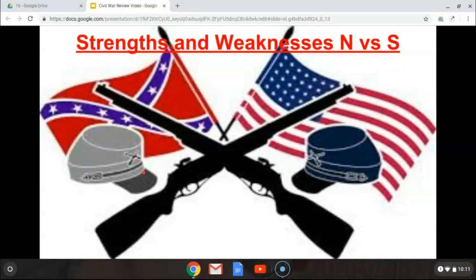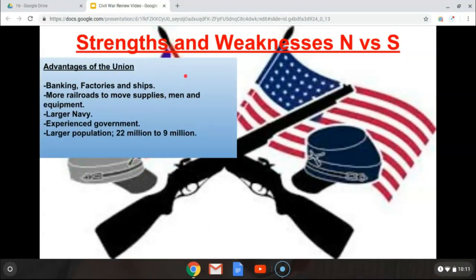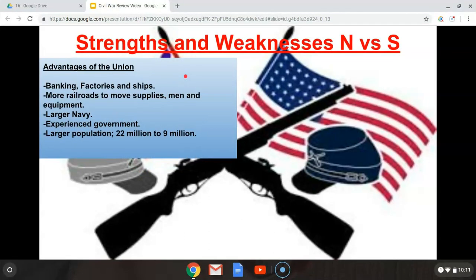And in this chapter, we went over some strengths and weaknesses of the North, or the Union, versus the South, or the Confederacy. So we said some advantages of the Union, the North. They had a lot more banking, more factories, more ships, which means they were able to build more weapons, more clothes. They had more money to fight this war. They had a bigger navy to be able to try to choke the southern states out.